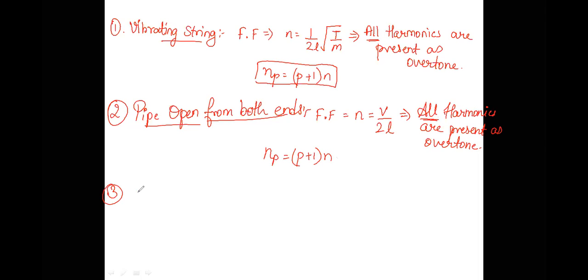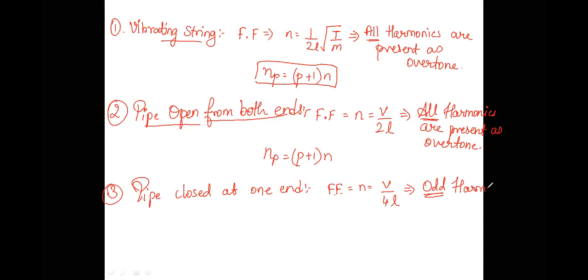What is going to be the third point? The third point is a pipe closed at one end. In this case, what is the fundamental frequency? The fundamental frequency is n, which is v divided by 4L. What is the conclusion here? Not all harmonics are present, but only odd harmonics are present.